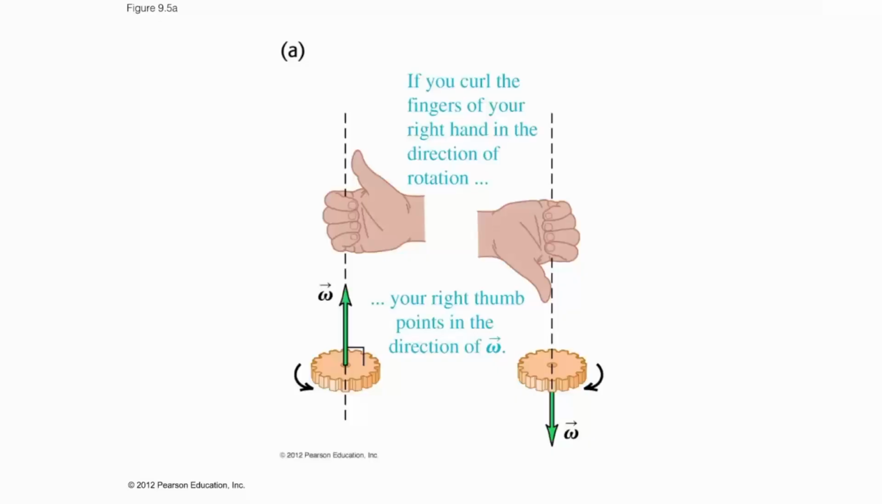Which way would you guys wrap your fingers around? And your thumb ends up pointing which way? This way. And it's exactly the same thing for me on this side of the wheel. My fingers wrap in the direction the wheel's spinning, and my thumb ends up pointing the same direction. Which way is your thumb pointing now?